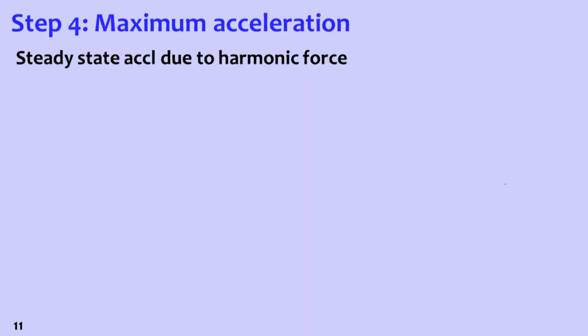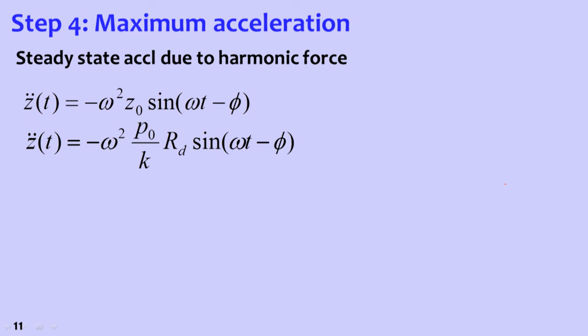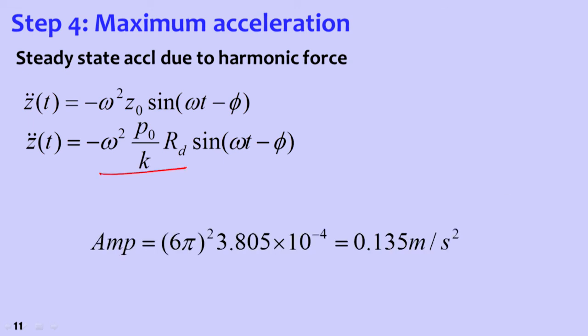Now the steady state acceleration due to harmonic force. The acceleration is equal to minus omega square z0 sin(omega t minus phi). It is only the two times differentiation of z that gives this value. If I substitute, the amplitude of vibration is 6 pi square into P naught by k into Rd, that is 3.805 into 10 to the power of minus 4. So the maximum acceleration is 0.135 meters per second square. So we have found the acceleration and the displacement. If we check whether they are less than or more than the specified limits, we will know whether the structure is safe or not.